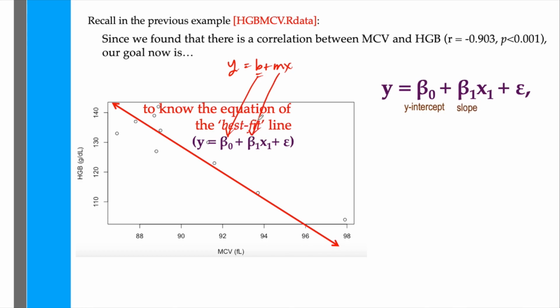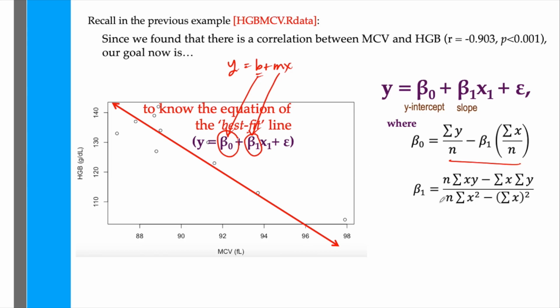Now, all we have to do to find this equation is to estimate the beta sub 0, which is the y-intercept, and beta sub 1, which is the slope. And we may estimate those values using these equations. So, beta 0 is equal to this, and beta sub 1 is equal to this. Note that these are just estimates, so I'm going to put a hat indicating an estimate. And again, the epsilon refers to the error term for the residuals. Later, we're going to talk about that.